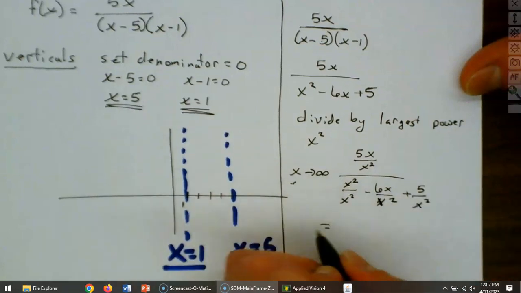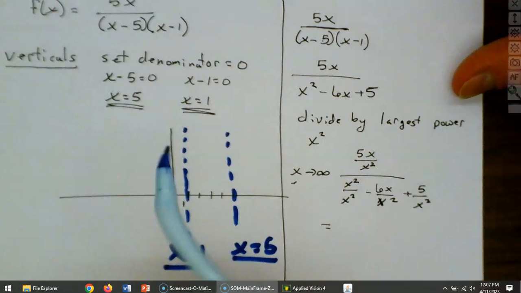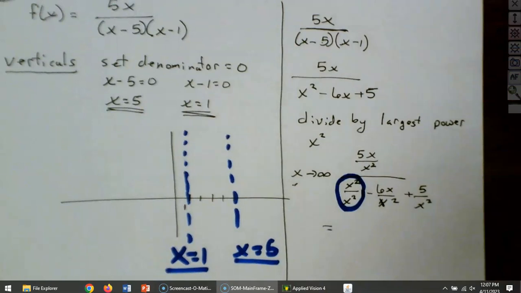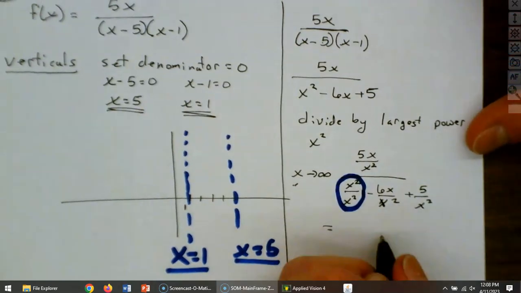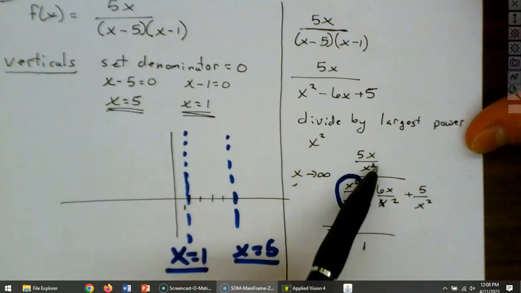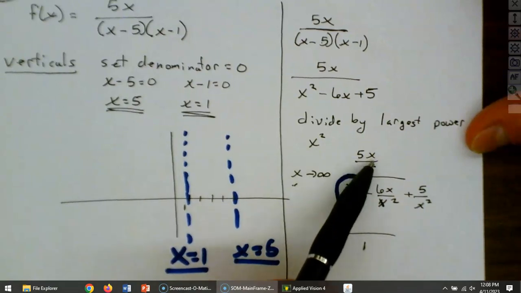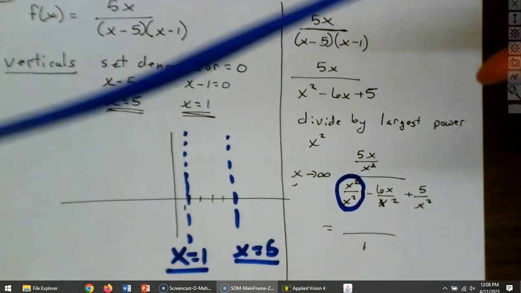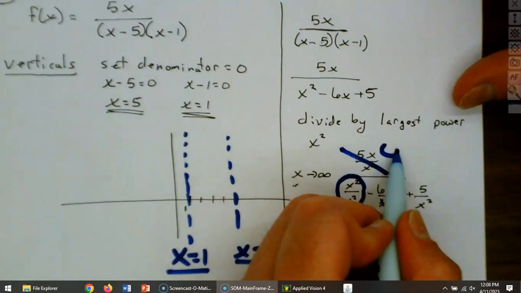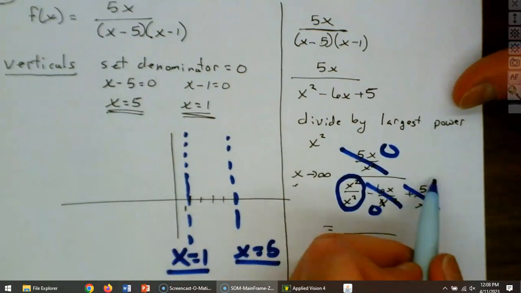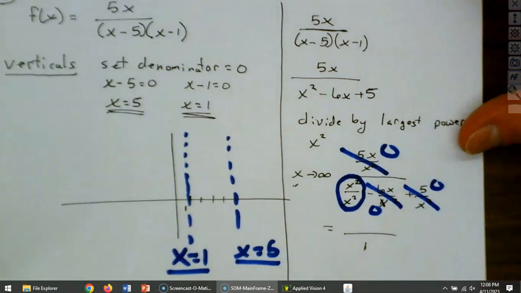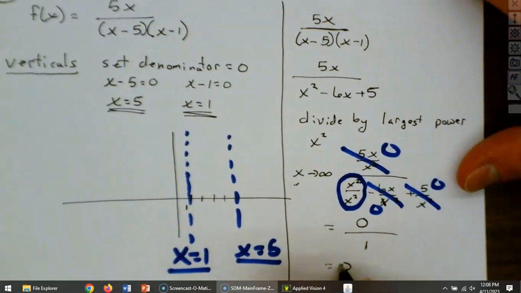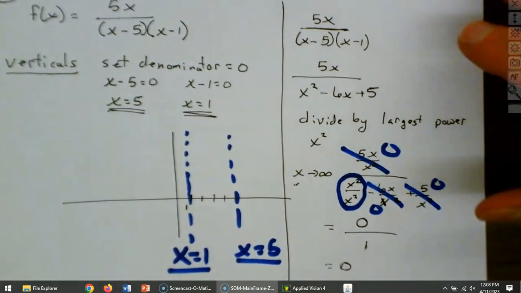Okay, now remember what happens. x squared over x squared, what does that reduce down into? 1. What about this? Does this reduce down to a number? No, because that's 5 over x. And as x goes to infinity, this goes to what? 0. That goes to 0. And that goes to 0. So what are we left with? 0 over 1, which is then what? 0. That is my horizontal.